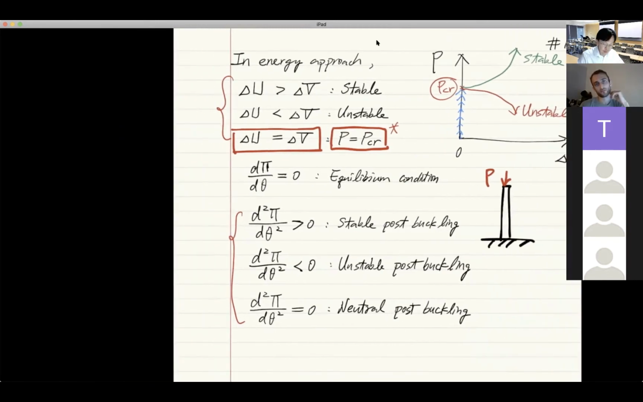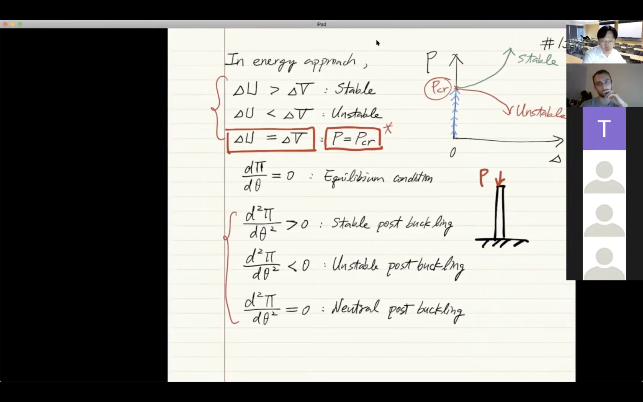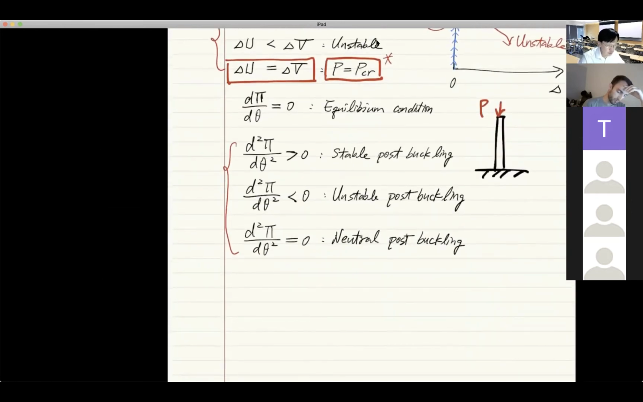So the power of the energy approach really lies in the post-buckling behavior. Only the energy approach can tell us whether the system is going to be stable or not. So let's come back to the example and apply it. Then you will know how we can actually use it. So first of all, you can just differentiate these two, or you can use this one. Either way is fine. You can let this be 0.